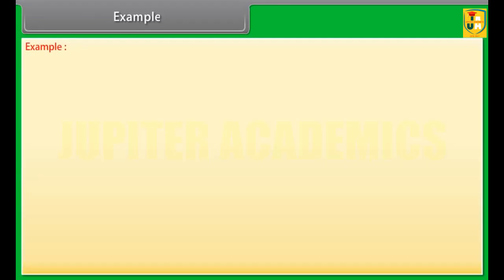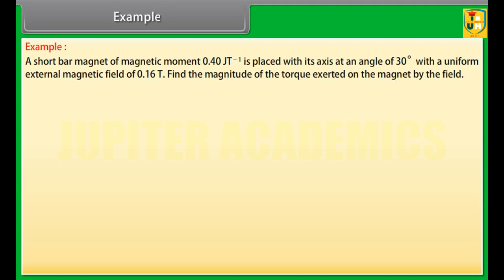Example. Let's take an example of dipole in a uniform magnetic field. A short bar magnet of magnetic moment 0.40 joule per tesla is placed with its axis at an angle of 30 degrees with a uniform external magnetic field of 0.16 tesla. Find the magnitude of the torque exerted on the magnet by the field. Let's see the solution.